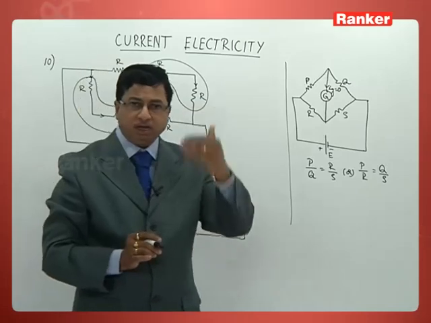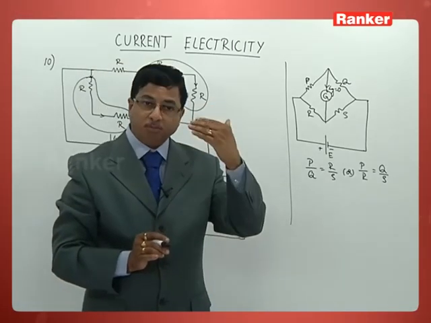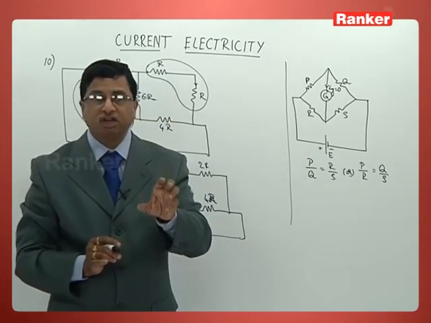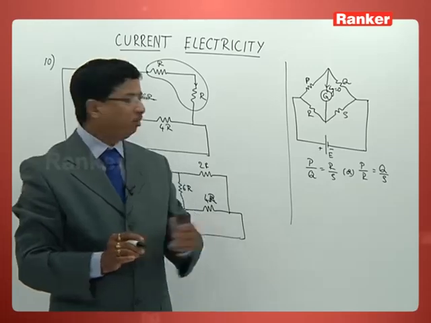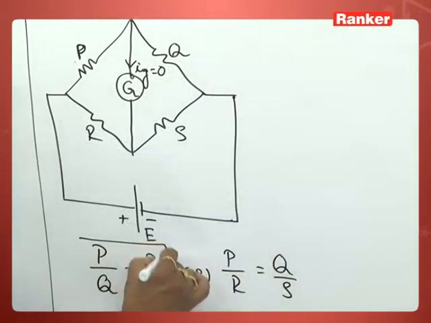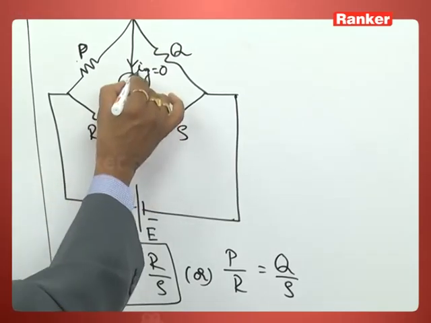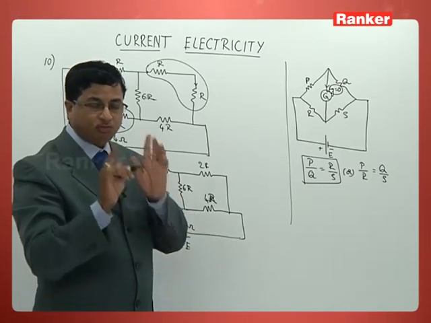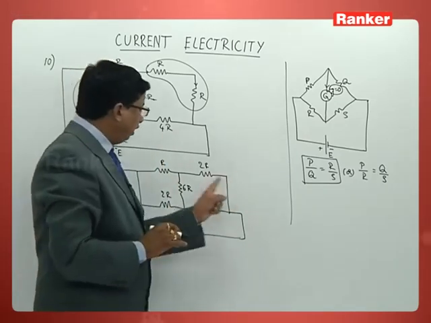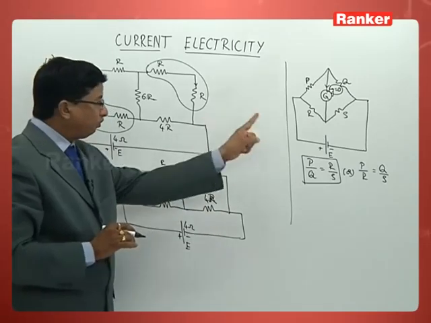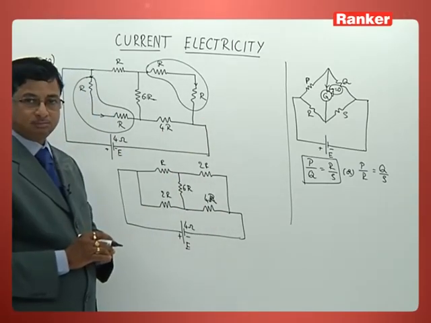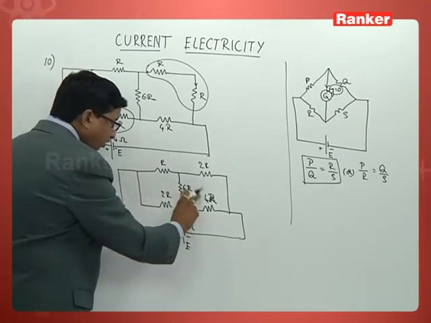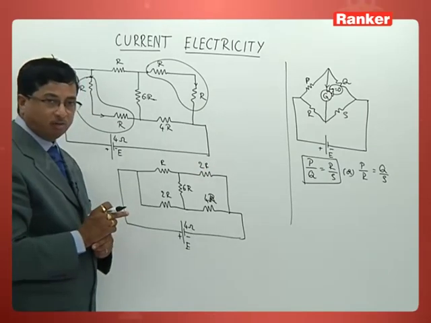So one should immediately recollect from the concepts: what is the balancing condition of Wheatstone bridge? If P by Q is equal to R by S, current across the galvanometer will be 0. Now what you should first of all try for is whether this circuit is a Wheatstone bridge or not. Just compare P by Q is equal to R by S. That is the condition I have written.